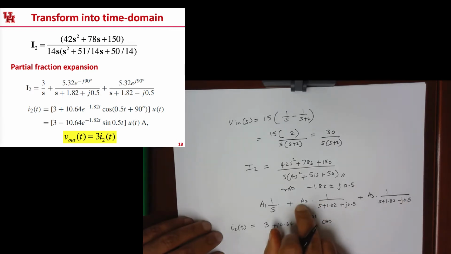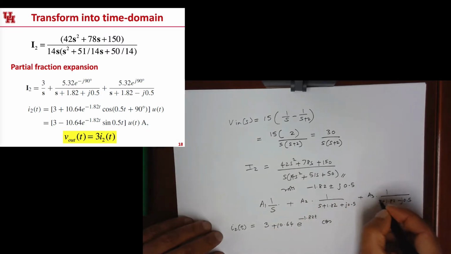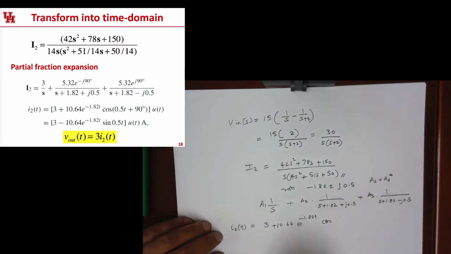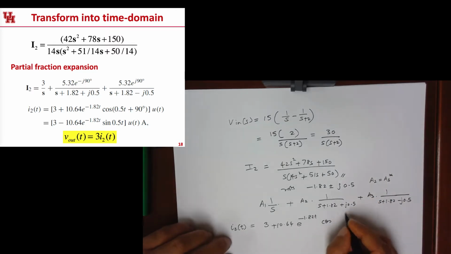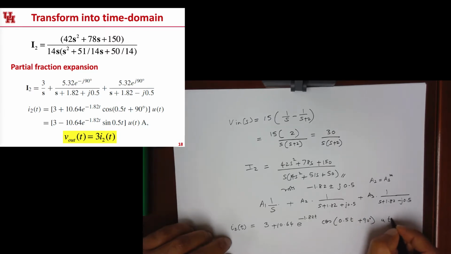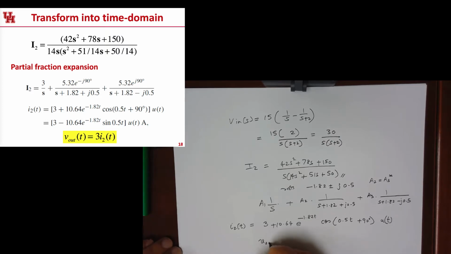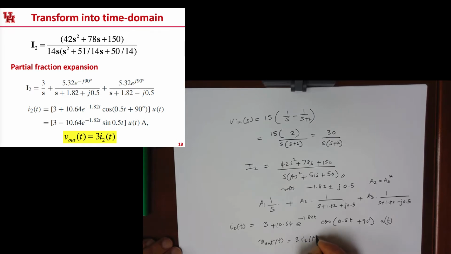Now remember, A2 and A3 are going to have a special relationship. A2 and A3 are going to be complex conjugates of each other. So if we combine these two terms, we can combine them into a single cosine term, 0.5 t plus 90 degrees. So basically the V out of t is going to be 3 times I2.